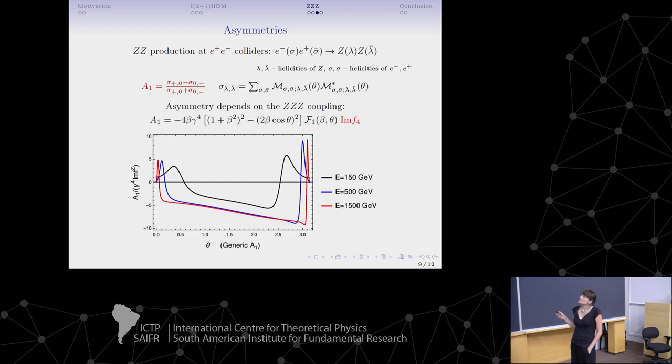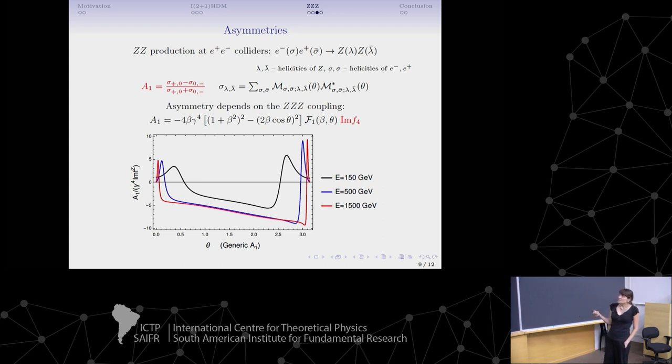But what we are thinking of is looking at, for example, the production of those Z bosons at the E plus E minus colliders, assuming that we can measure the helicities of the final bosons that are produced, for example, through measuring the decays of those bosons. We can consider a number of asymmetries, which will depend on that CP-violating coupling. They will depend on the energy, and on the angle theta between the incoming E minus beam and the Z boson that is being produced.